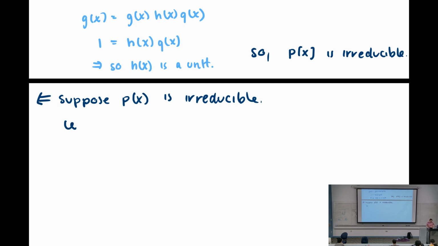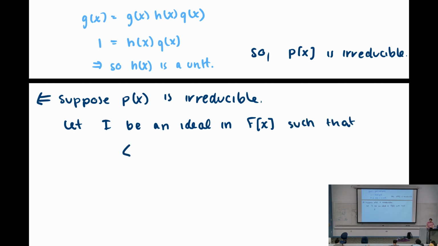So let's let I be an ideal in F[x] such that the ideal generated by p(x) is contained in I, and of course that's contained in F[x]. Okay, so we want to show that one of these inclusions must actually be an equality.